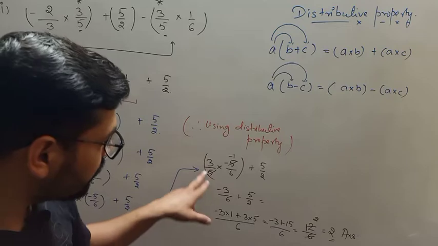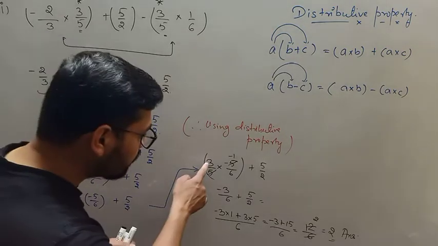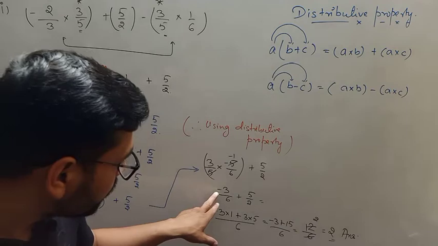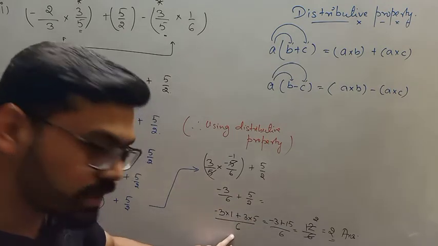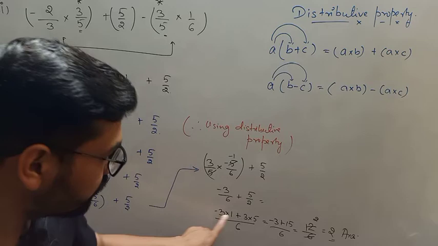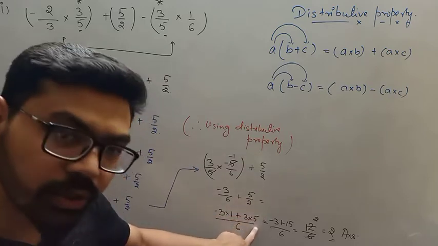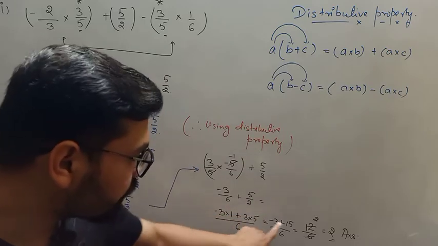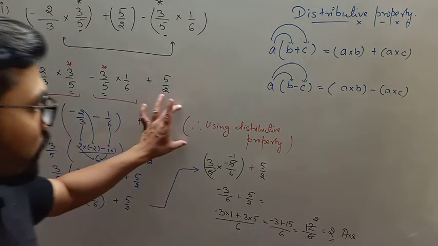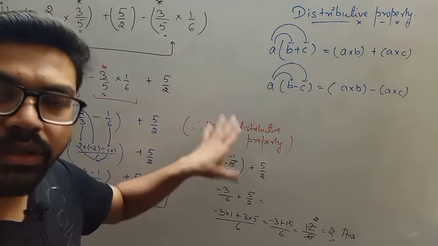You could even do it this way, 3 2s are 6. So this also can be done. So minus 3 by 6 plus 5 by 2, the LCM is 6. 6 1s are 6 and minus 3 from the numerator. 2 3s are 6, 5 from the numerator. Minus 3 plus 15, so 12 upon 6, so 2 is the answer. And the property you have used here is the distributive property.